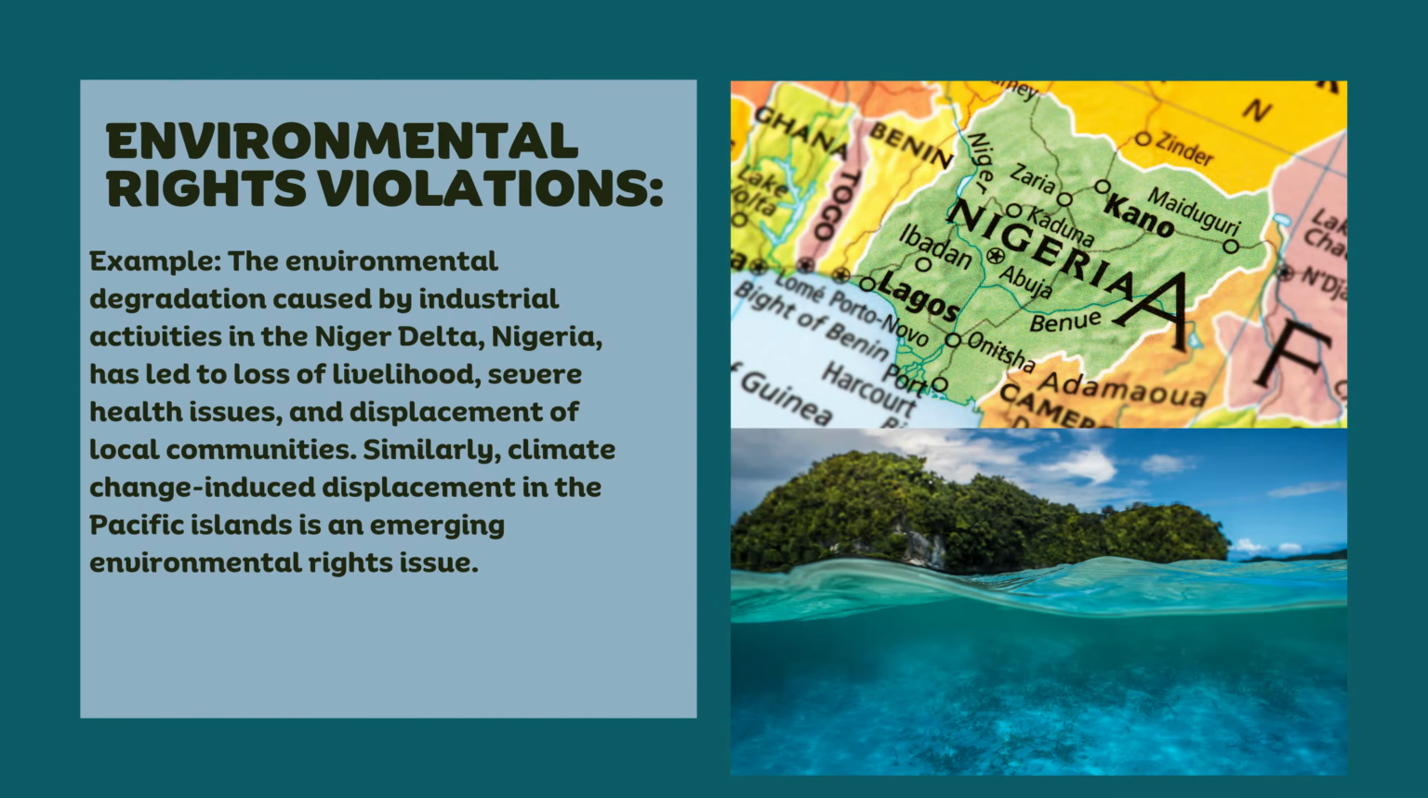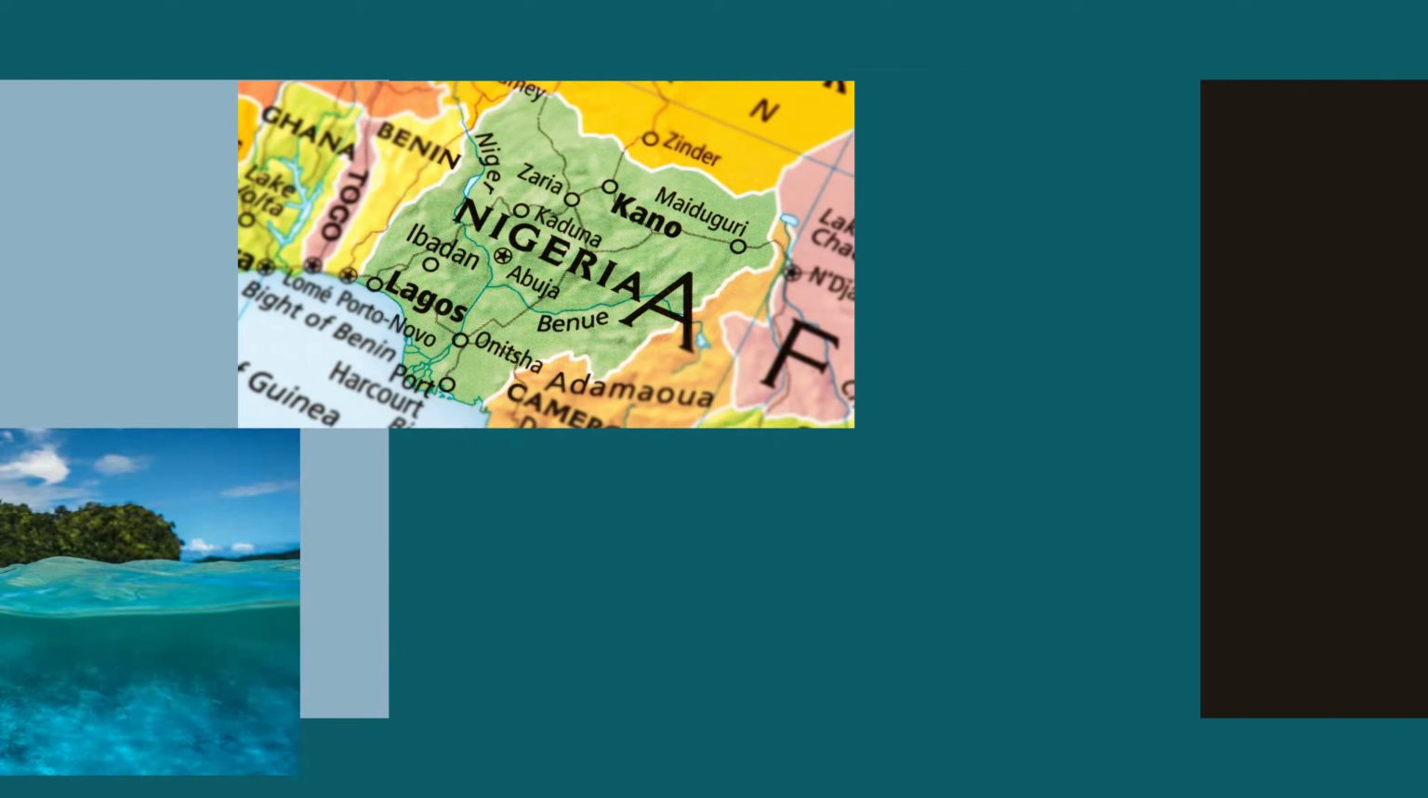Example: the environmental degradation caused by industrial activities in the Niger Delta, Nigeria, has led to loss of livelihood, severe health issues, and displacement of local communities. Similarly, climate change-induced displacement in the Pacific Islands is an emerging environmental rights issue.